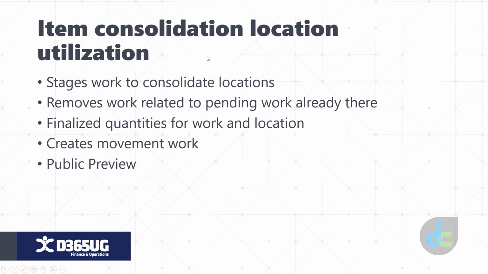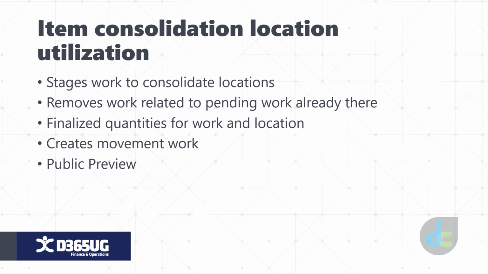Next is item consolidation, location utilization. So this is a tool to give warehouse managers so they can easily view and filter volumetric utilization of location across the warehouse. So they can select locations and create inventory movement work straight from an order to consolidate items and better utilize the space.